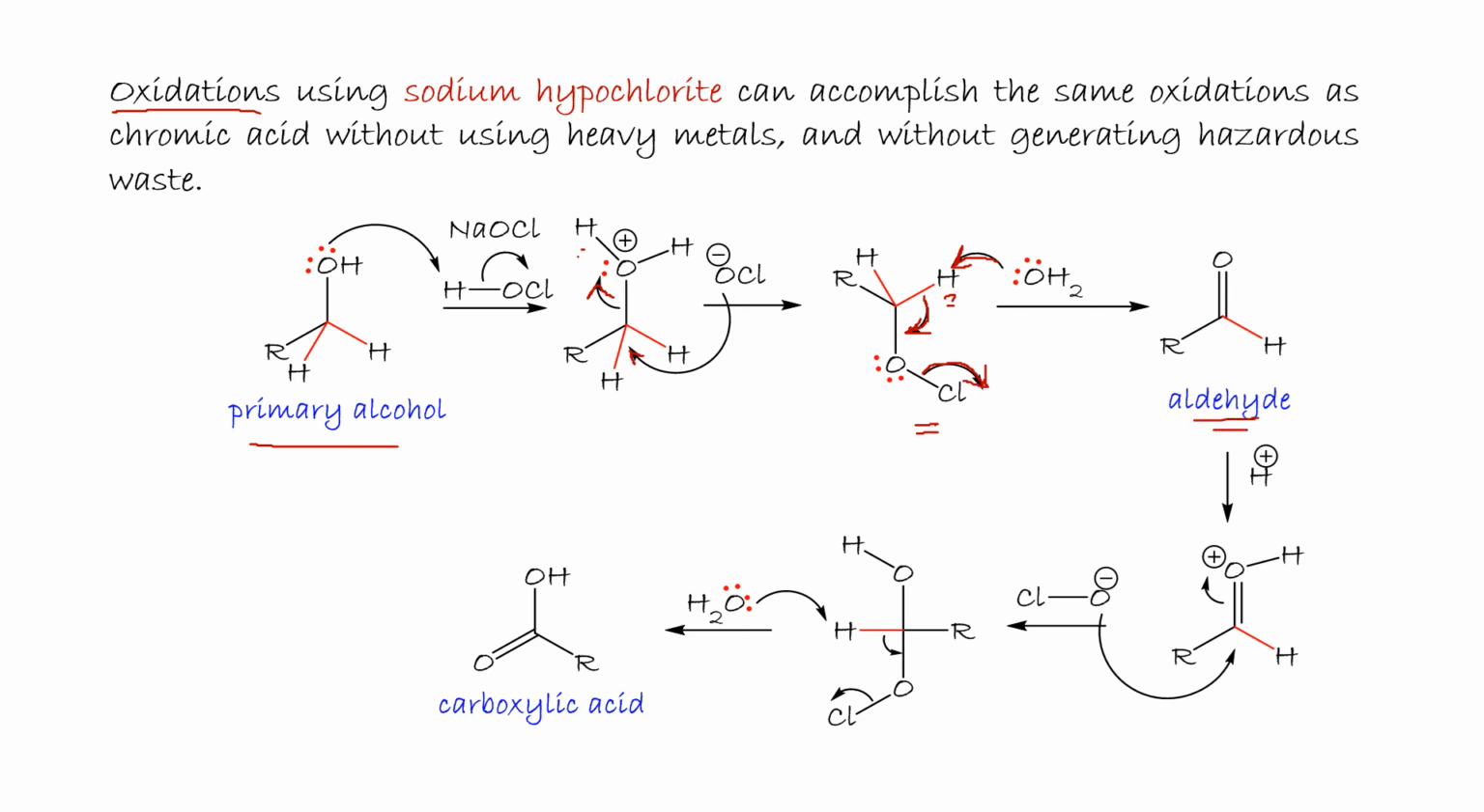The aldehyde under this acidic condition protonates. Hypochlorite will attack as a nucleophile, add to this double bond, forming this species. Water as a base again, since we have carbon hydrogen, abstracts this hydrogen, forming a double bond, kicking this out, forming the carboxylic acid.